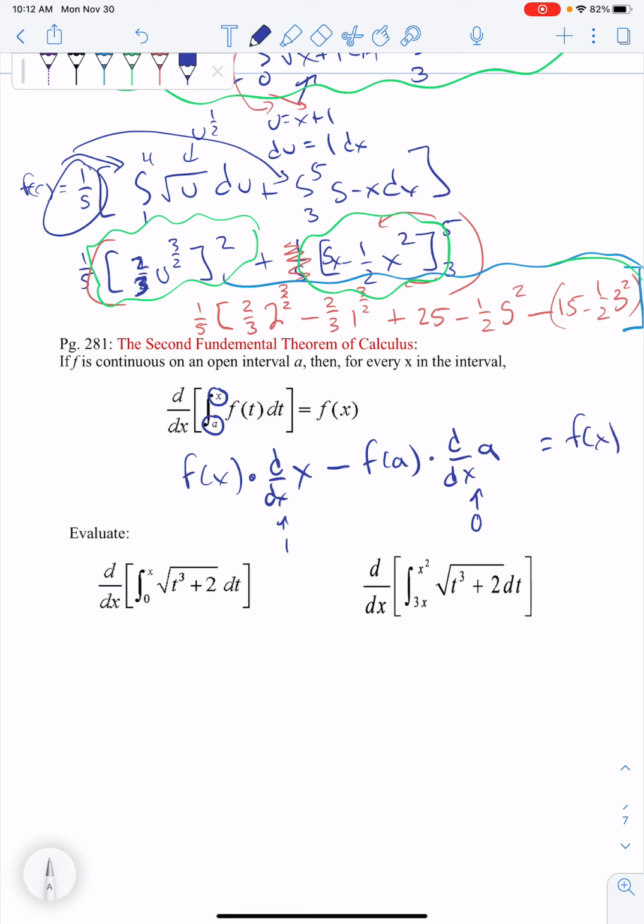But it's not always f of x. Because of this chain rule, it's only f of x when you're going from a constant to x. So this first example right here, I'm going from 0 to x, which means my answer is just x cubed plus 2. That's my entire answer because I'm going from 0 to x.